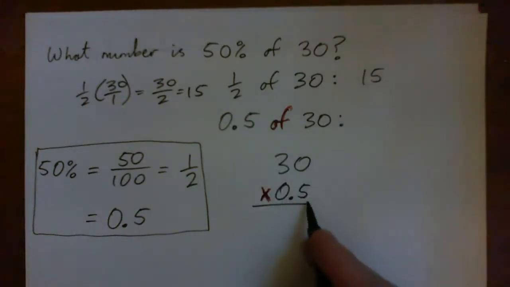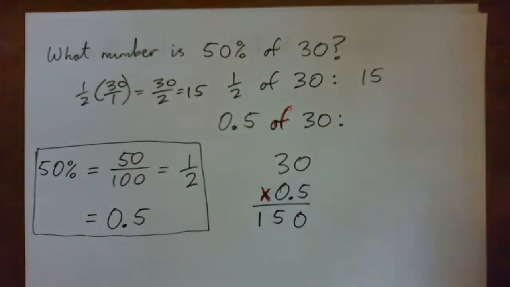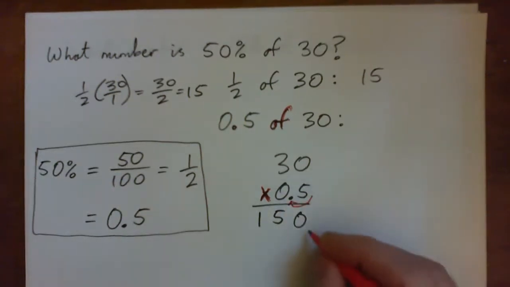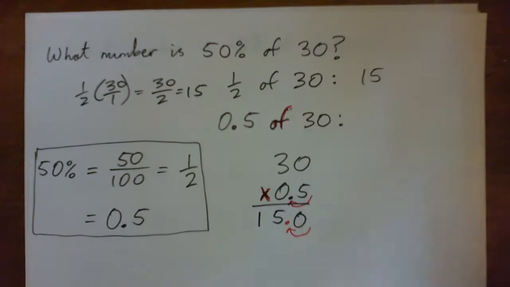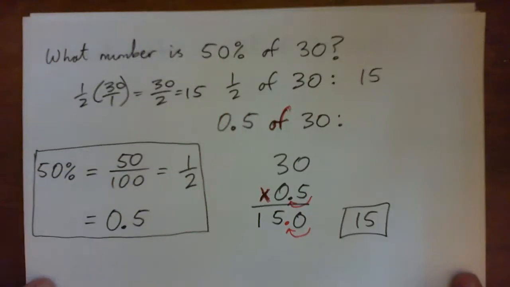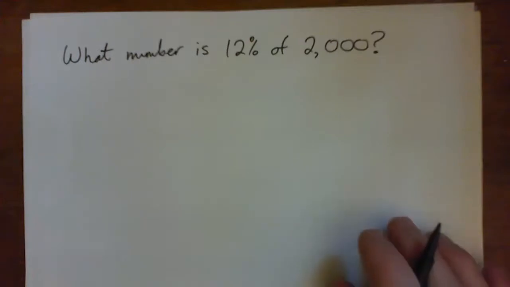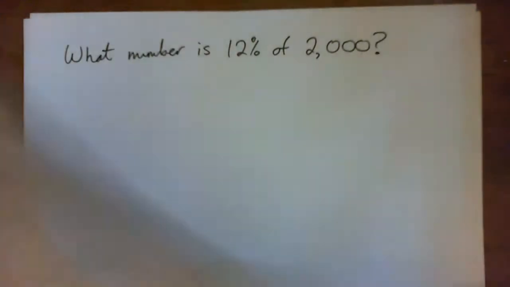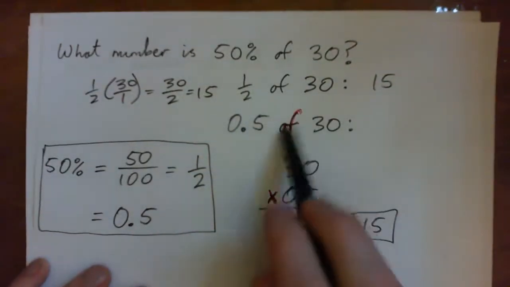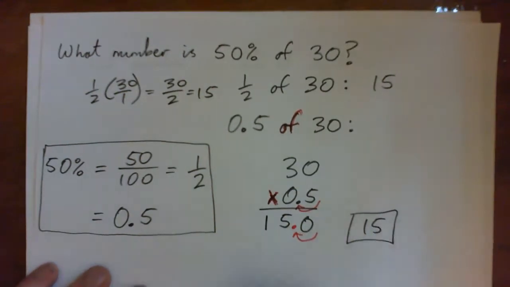Okay, so anyway, if I multiply, 5 times 0 is 0. 5 times 3 is 15. And the answer is not 150. We have a decimal point in the multiplication, so we need a decimal point in the answer, 15.0 or 15, right? So back to the question that we were stuck on, 12% of 2,000. We're going to use our technique here: we turn the percent into a decimal, and of means multiply, right? And that's how we get 15. That worked, didn't it? So let's do it for all.